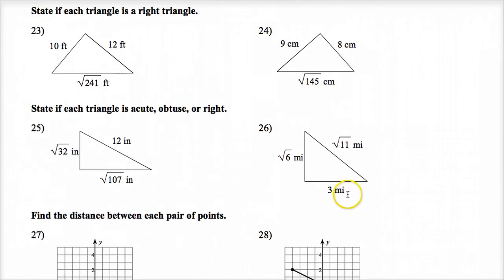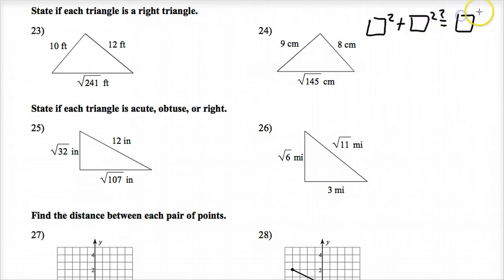So now these next ones are a little bit interesting because it just says state if it's a right triangle. Well, if we know that two things squared equal the third one squared, we're checking, then we know that it's a right triangle. Well, if I look at this, it looks like the 9 and the 8 would be these pieces, and the hypotenuse would be square root 145. So let's check that out.